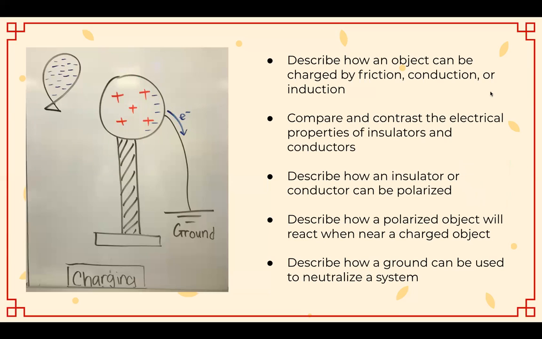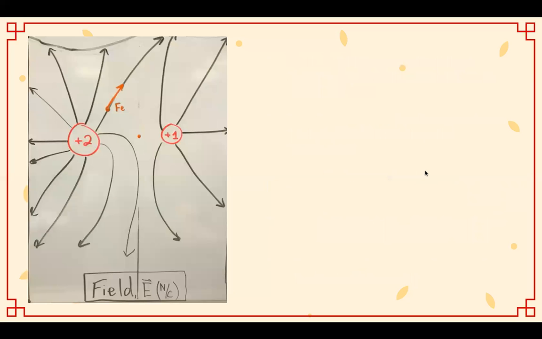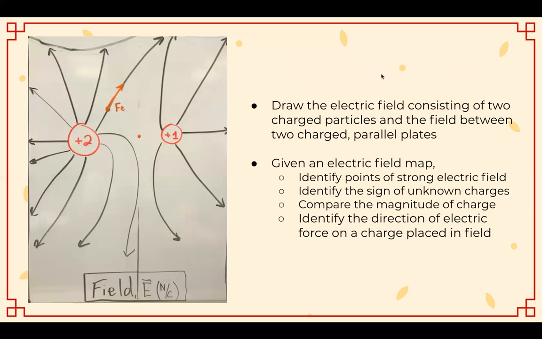Great. Which brings us to the stuff we did last week. Last week, we did fields and potentials. And we like these fields and potential maps. For drawing, you should be able to draw the field of any 2 objects. So let's say it's 2 positive or 2 negative or a dipole. Be able to draw the field of 2 charged particles or 2 charged parallel plates.